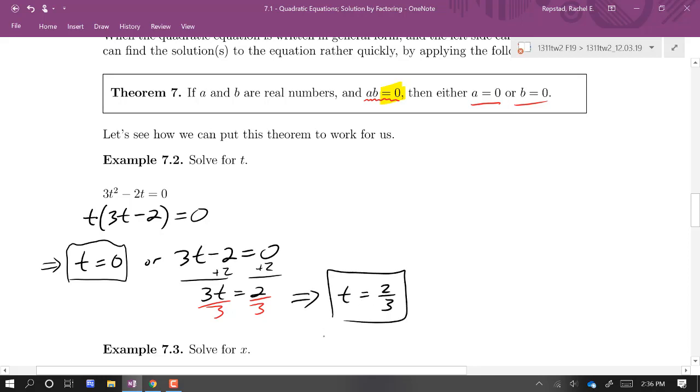Two solutions. When we look for real number solutions to quadratic equations, a lot of the time there'll be two solutions. Sometimes there'll be one solution. Sometimes there might not be any solution.